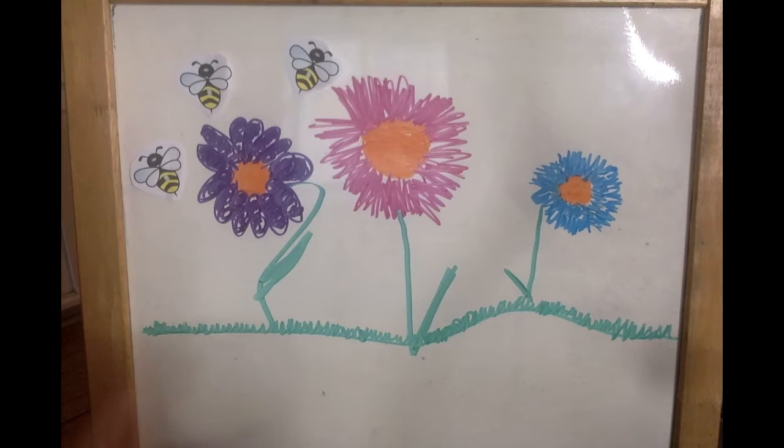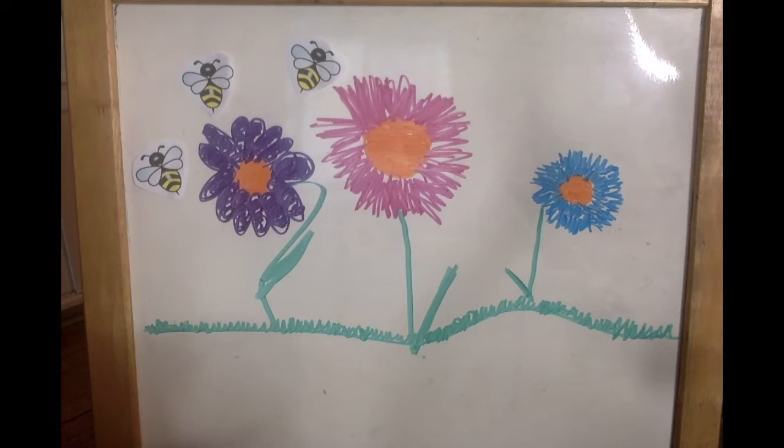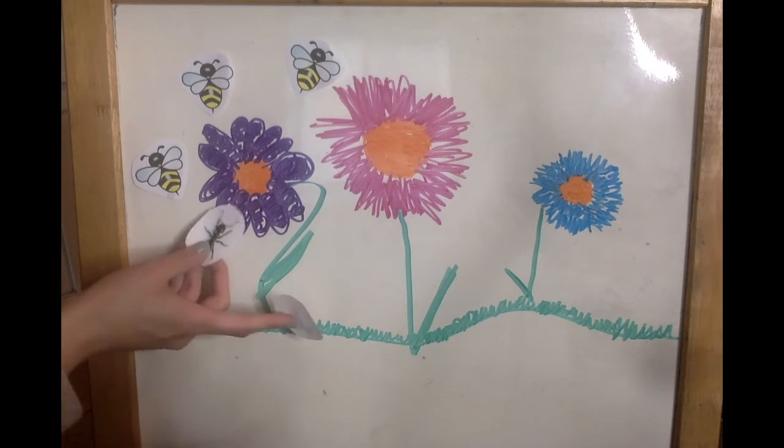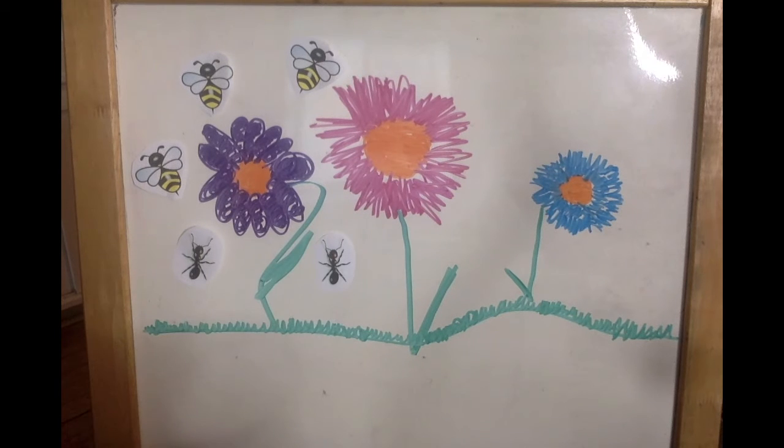Once upon a time, there were 3 bees buzzing around the flowers in the garden, and 2 ants marched up to see what they were doing. How many bugs were in my garden altogether?